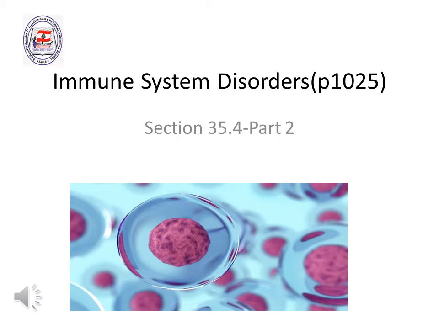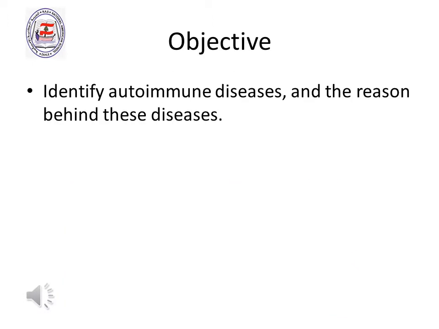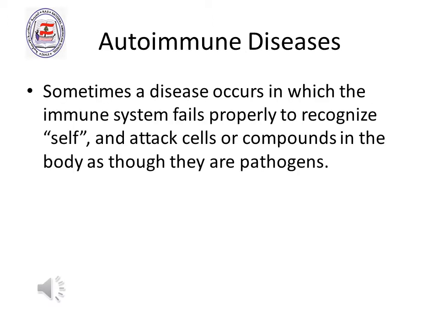Please open your books on page 1025. This is part 2. The objective is to identify autoimmune diseases and the reason behind these diseases. Let's start. We discussed in the previous video how the immune system responds to allergens and how the respiratory system is affected through asthma. Today, we will be discussing autoimmune disease.